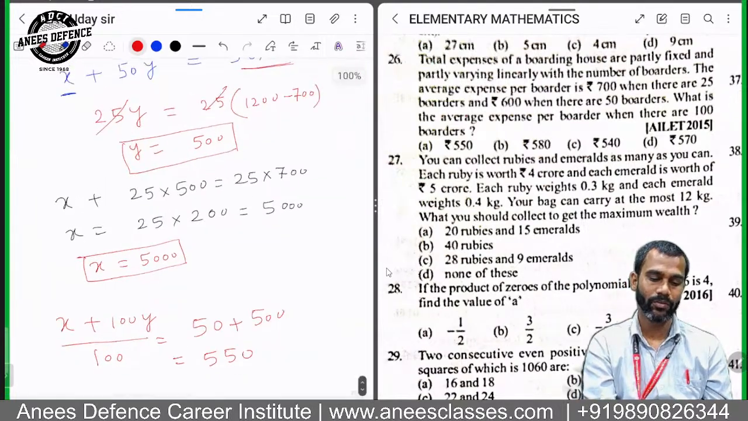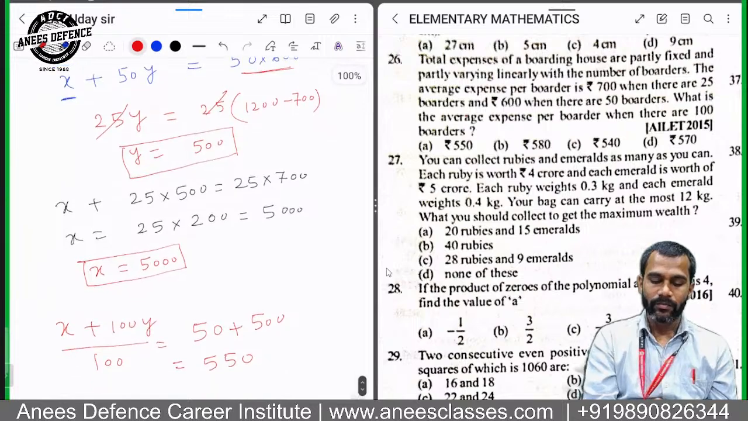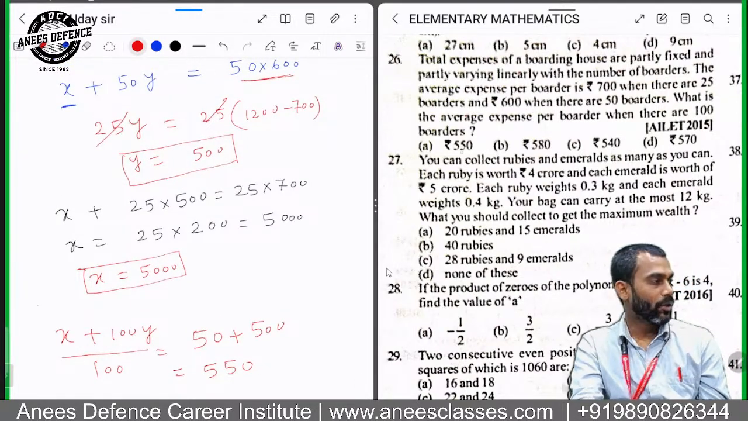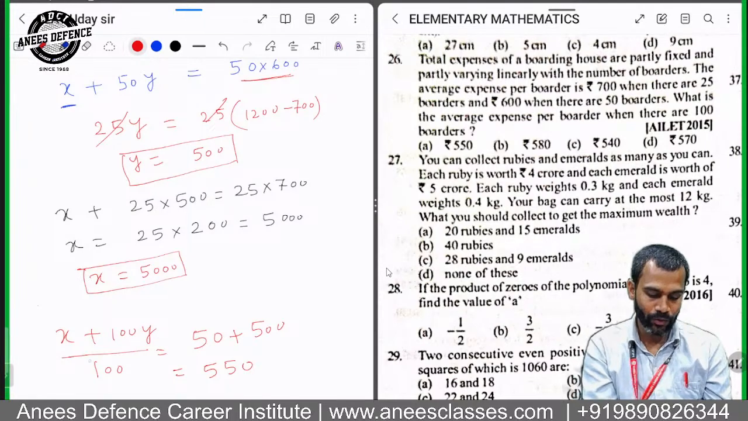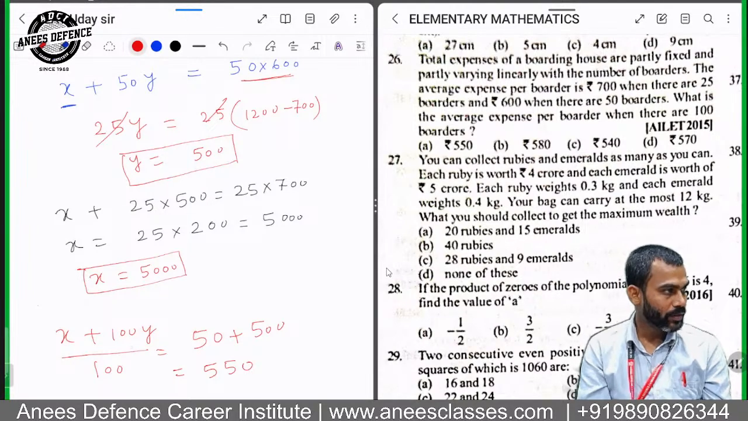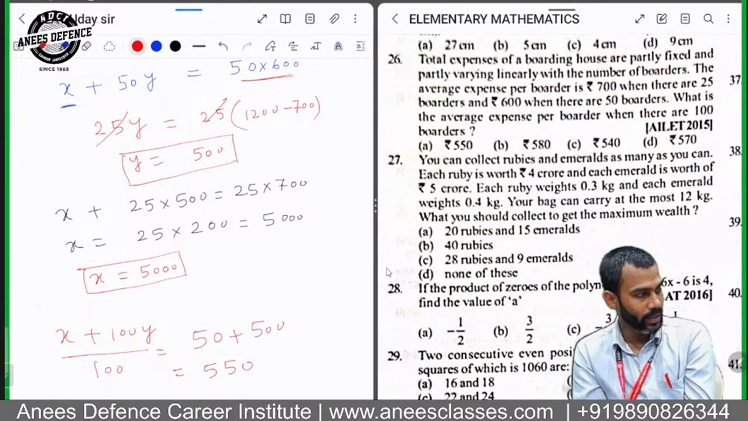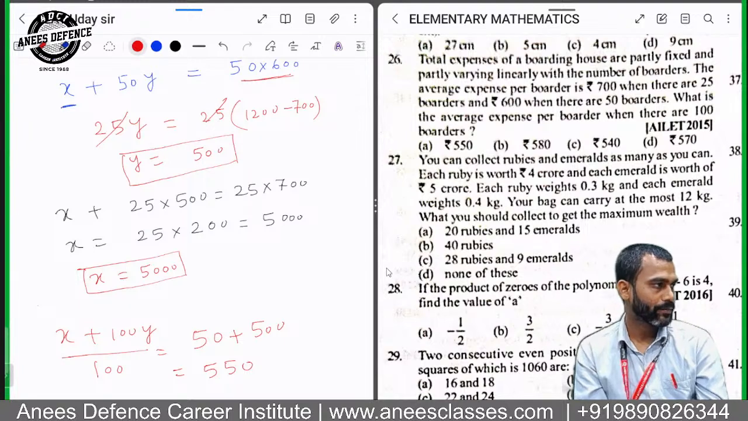Very good question. I hope it is clear. No, the last step is not clear. See, we need to find out the average expense for 100 borders. So how many borders are there? 100. So we need to find out the value of x plus 100y. That will be the total expense. But we need the average, so we need to divide it by the total number of borders that we are buying, that is divided by 100.